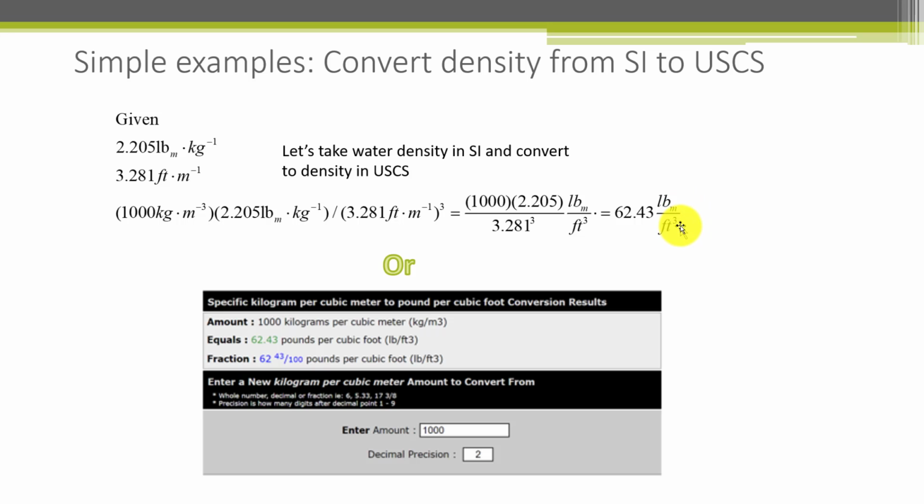Now an easier way would be to look it up on the internet. Here you can see that by typing in 1,000 kilograms per cubic meter, you end up with 62.43 pounds per cubic foot. This is better to do to save time, but you should be able to do this just to check yourself to make sure that you're capable of converting units like this. Very simple conversions.